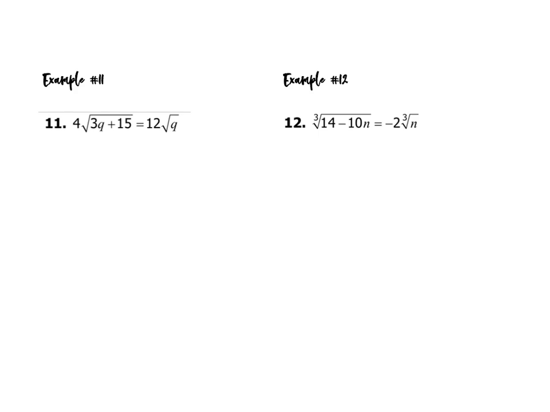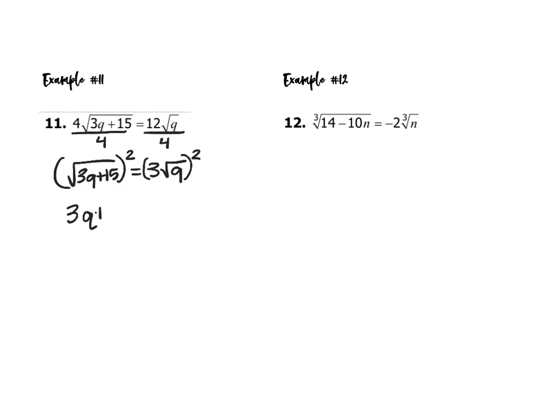Looking at example number 11, I have coefficients, and the first thing I'm going to do is try and isolate my radicals. So I'm going to divide by 4 on both sides. So on this side, I'm left with the square root of 3q plus 15. Now on this side, I'm left with a number, and that's okay. I'm still going to follow my steps of raising it to the power of the index. So this will leave me with 3q plus 15.